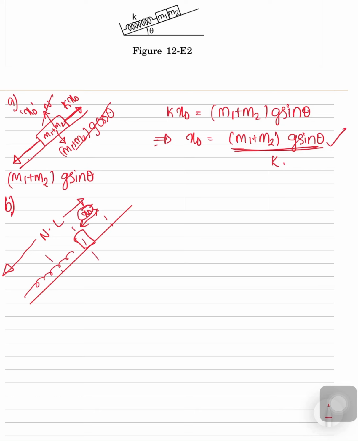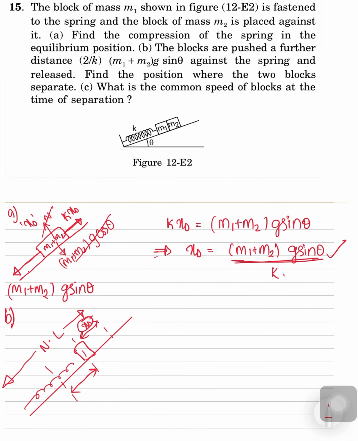We are further pushing it by a distance of 2 times (m1 plus m2) g sin theta by k. If you compare this push with x naught, it is equal to 2 x naught. So here I can say this is the extreme position up to which we are going. The distance between the extreme position and the mean position is nothing but the amplitude. So here this 2 x naught is equal to the amplitude of this oscillation.